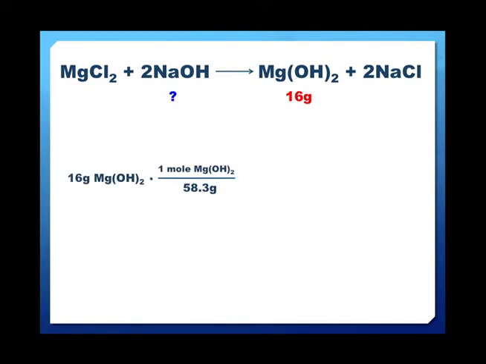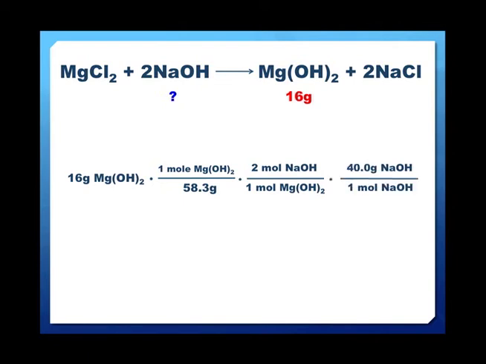From the desired 16 grams of product, we can use the molar mass of magnesium hydroxide to convert this into moles. Next, we use the stoichiometric factor, in this case the 2-to-1 ratio from the balanced chemical equation, to convert this number into the moles of sodium hydroxide required to generate the desired number of moles of product. And once we have the moles of sodium hydroxide, we can use the molar mass of sodium hydroxide to convert to a mass of sodium hydroxide.